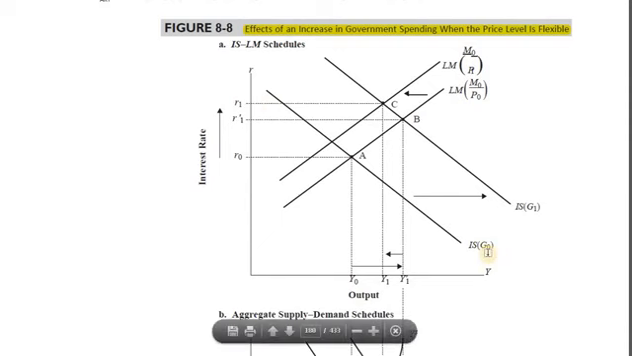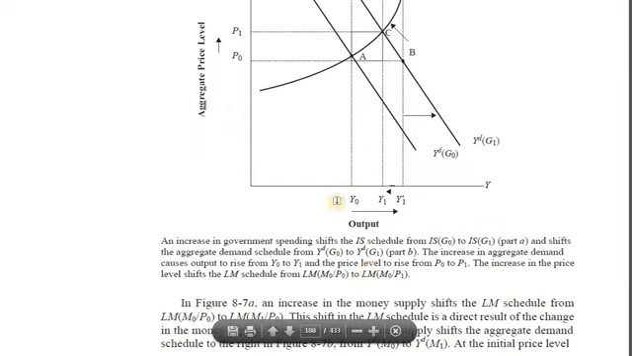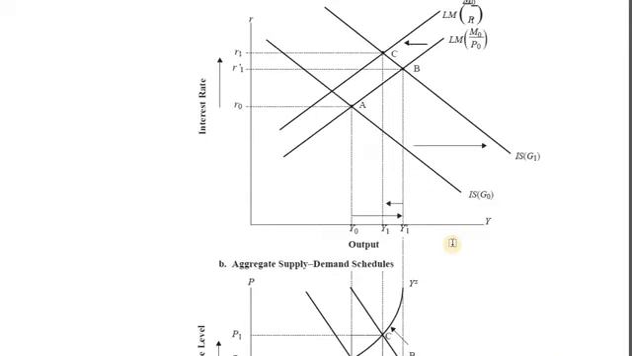The IS curve is originally here at G0, with the given government spending, and the LM curve is at this point with the given money supply M0 and prices P0. That's how the equilibrium is at point A, where output is Y0, and that's how we got this point as Y0 when prices were P0, and the aggregate demand curve was YD at given government spending. Very simple, nothing confusing here.